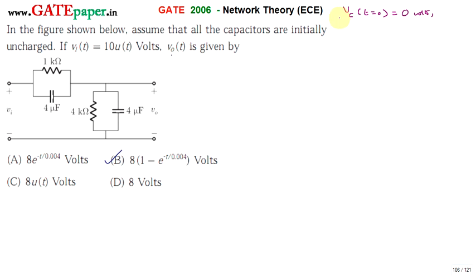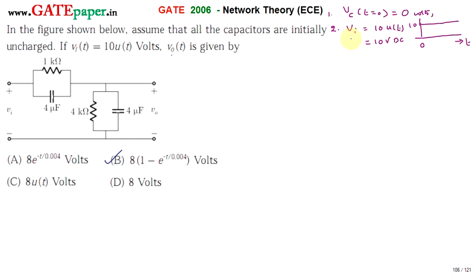This is the first condition, and the second condition is given as Vi of t equal to 10 times u of t. Here u of t means unit step, so 10 times u of t is 10 times a step. So simply it is a 10 volt step, which means at t equal to 0 you are applying a 10 volt step, that is 10 volts constant. So this will be treated as 10 volts DC, applied starting from t equal to 0.